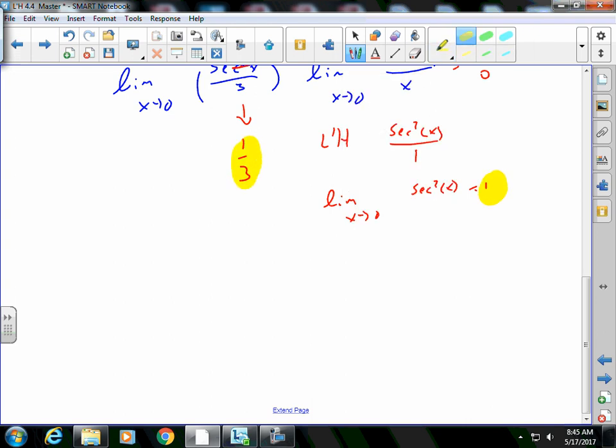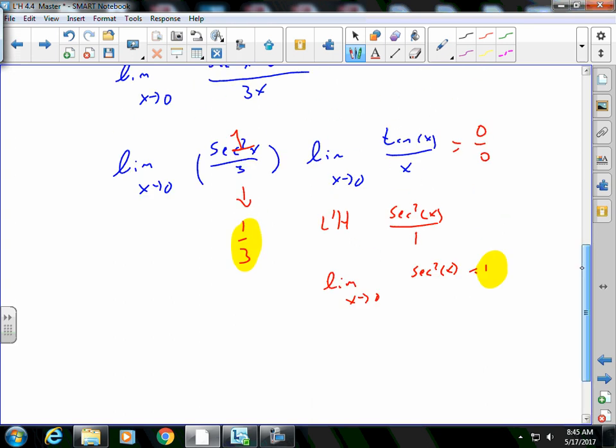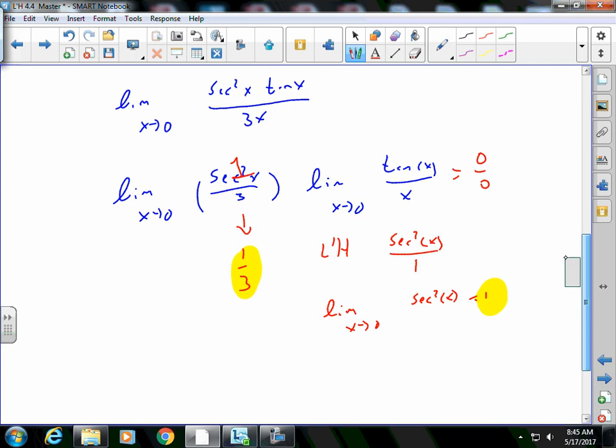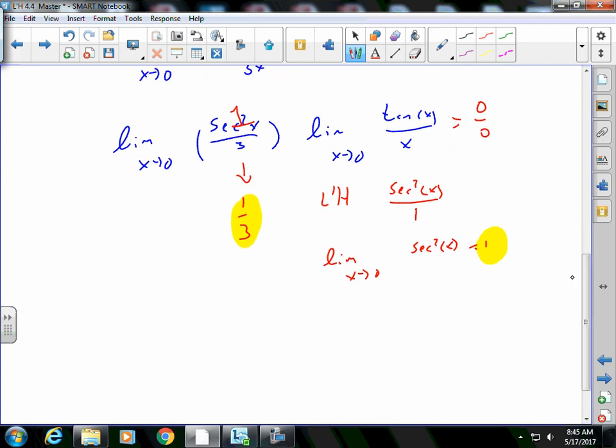So that's the one that is the other limit. And I said they're products because it's the limit as x approaches 0 of secant squared x over 3 times the limit as x approaches 0 of tangent x over x. And then we did the L'Hopital, so I have 1/3 times 1, or the limit is just 1/3.